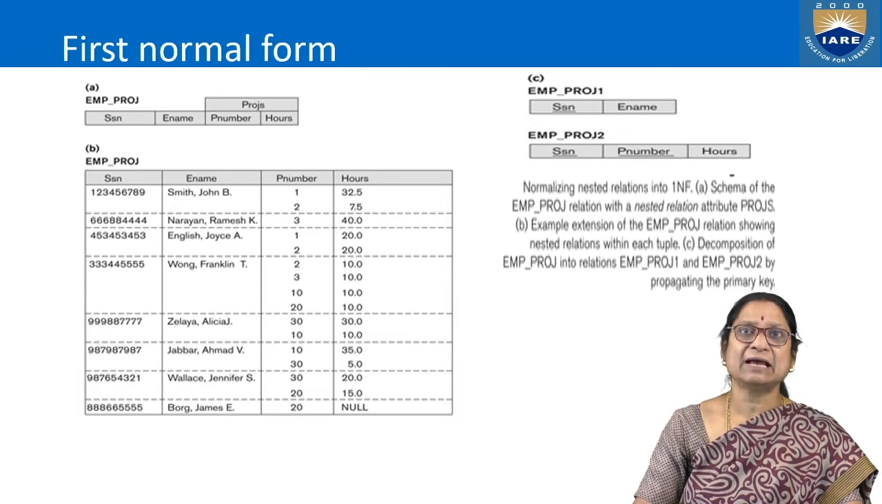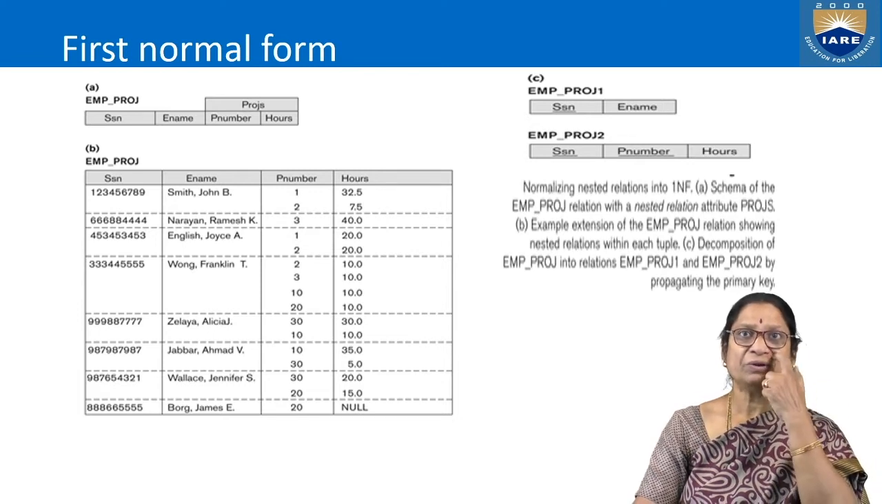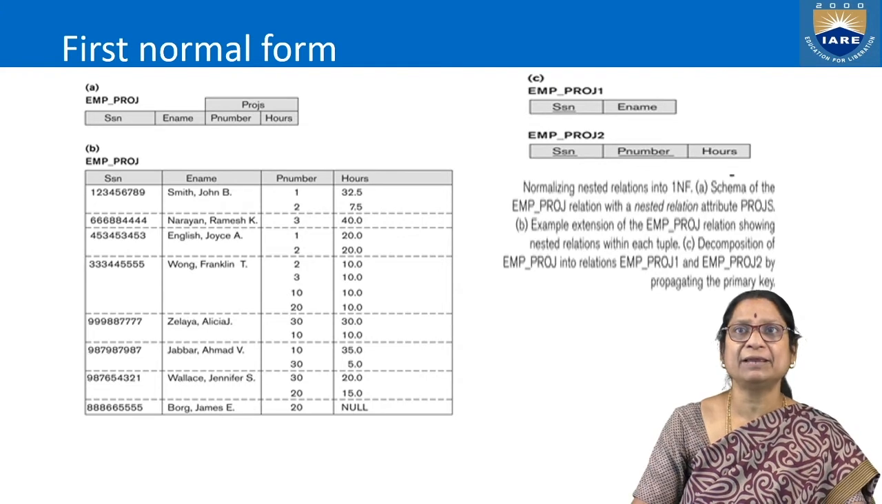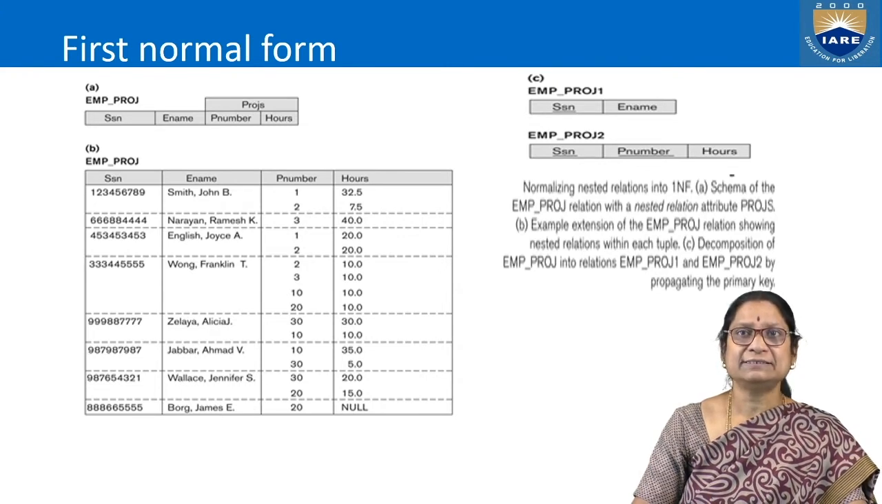You observe another example, first normal form conversion. We have social security number, employee name, projects. This is another example of a composite attribute, project number, hours. It is a composite attribute. We are dividing it into project number and hours separately so that employee project can have single valued attributes.